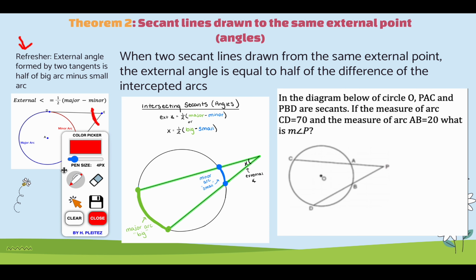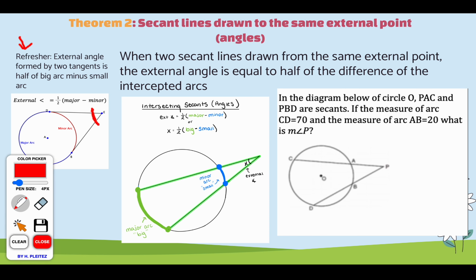Now, this external angle theorem is actually the same for any line that you have, but in this case, specific to secants, when two secant lines are drawn from the same external point, that external angle is equal to half of the difference of the intercepted arcs. So it's the same exact thing as when we have tangent lines. This external angle theorem applies for every single external angle that's created.